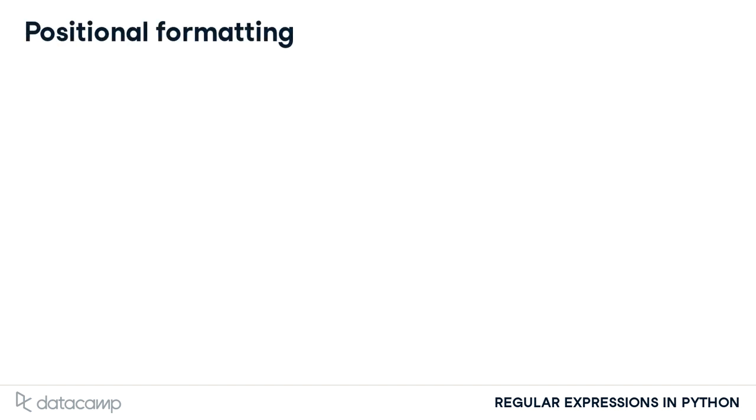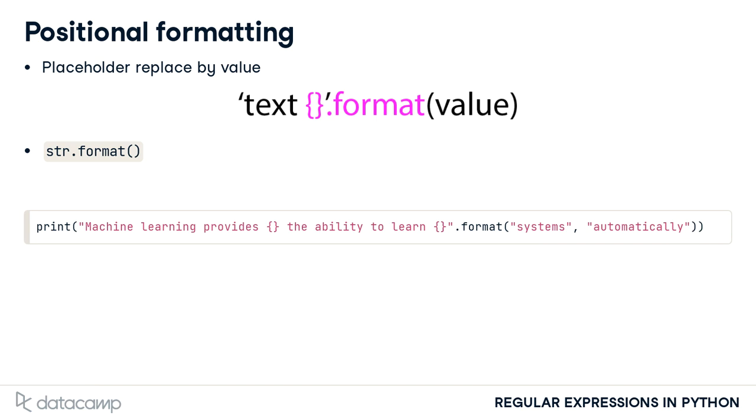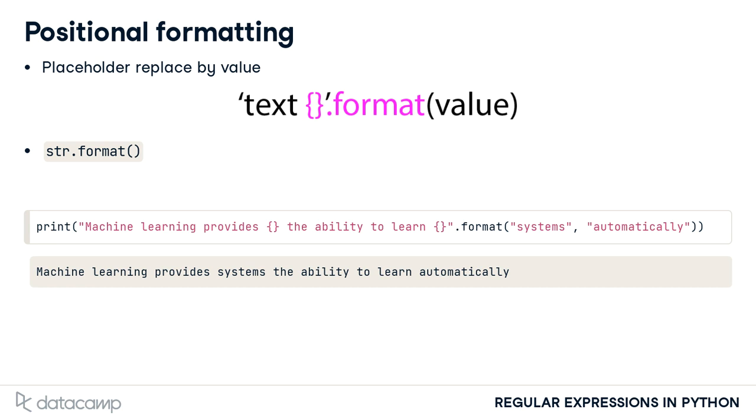Positional formatting works in the following way. We put placeholders, defined by a pair of curly braces, in a text. We call the string .format method, then we pass the desired value into the method. The method replaces the placeholder using the values in order of appearance. Let's examine the example. We define a string and insert two placeholders. We pass two strings to the method, which will be passed to get the following output.